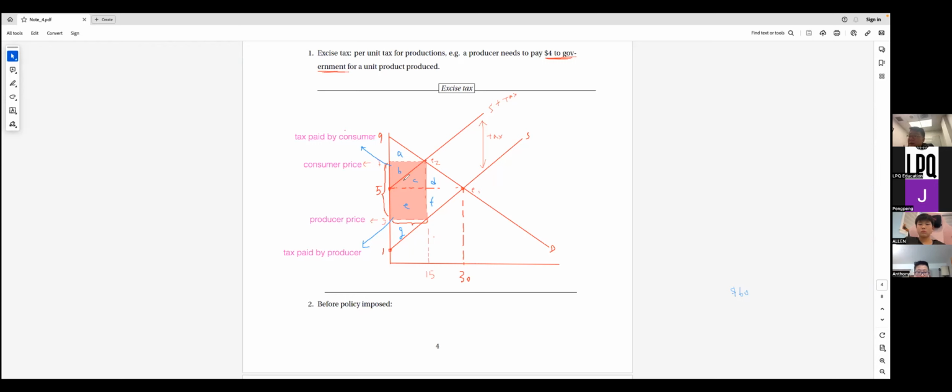Okay, you pay 50%, I pay 50%. You pay $30, I pay $30. Totally we paid $60 to government. So my last question is: why in this graph do they share the tax burden exactly equally? Well, what is the reason?